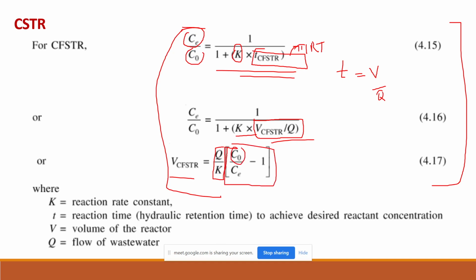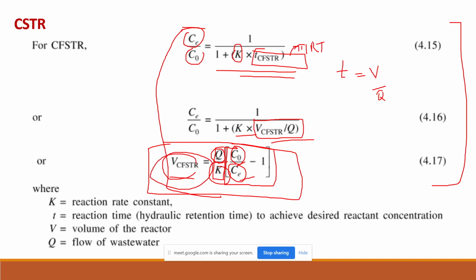So this is the initial concentration. This is the final concentration or concentration in the effluent, right? So C naught and Ce will vary. K is a rate constant and Q is your flow rate. So this relation can be used to determine the volume of a CFSTR. What volume will be required if you have these kind of input parameters. Okay.